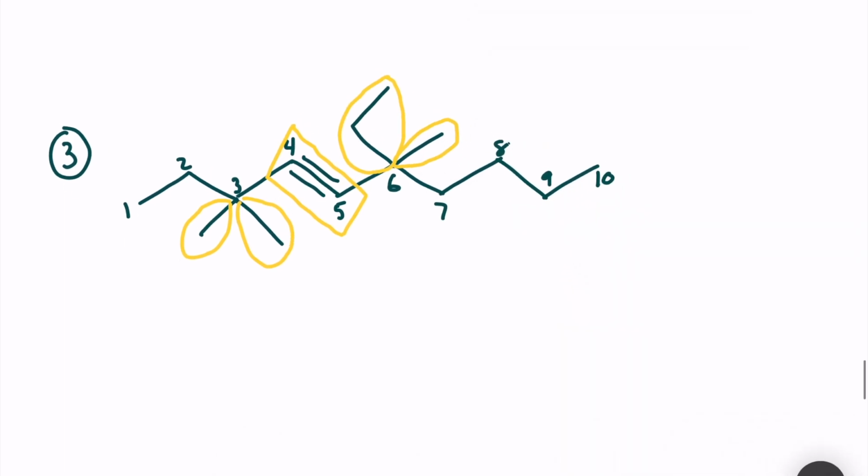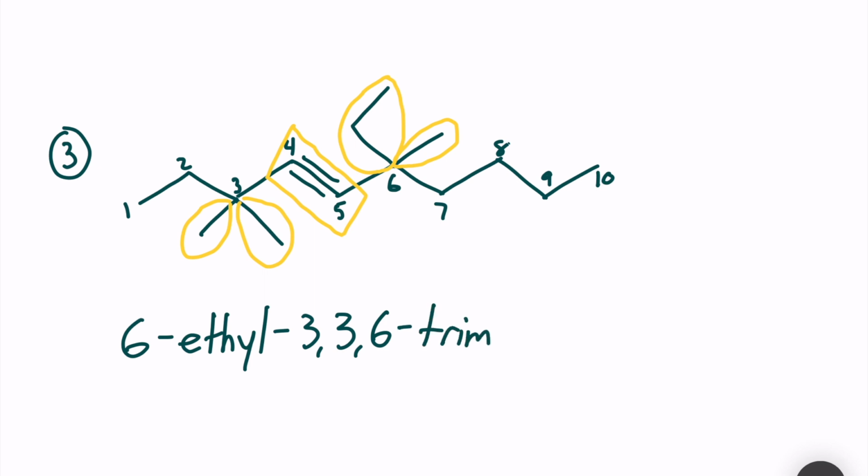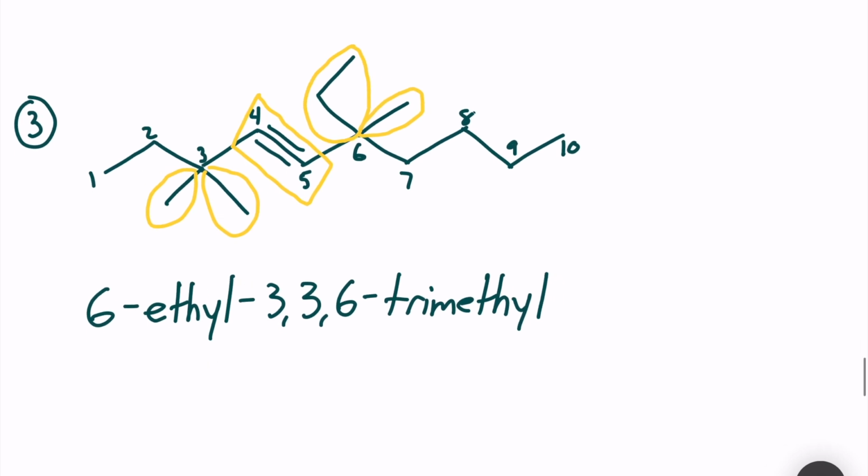So first off, let's start with our substituents here. We are going to start with our ethyl group because we'd like to keep it in alphabetical order. So we have 6-ethyl, and another dash because we have 3 methyl groups here. We have 2 on carbon number 3 and 1 on carbon number 6, so we can go 3,3,6-trimethyl, and that takes care of our substituents here.